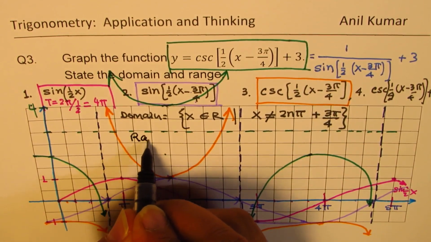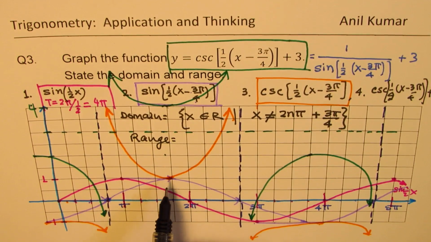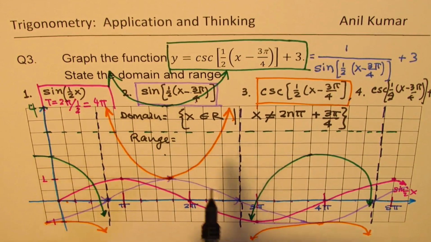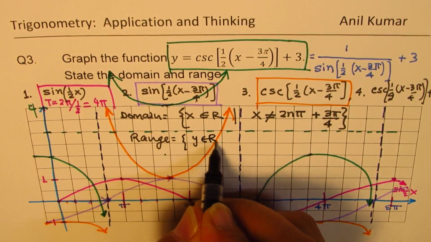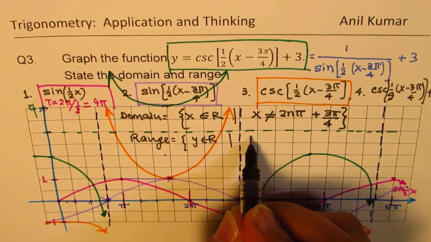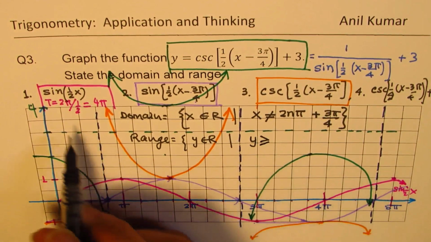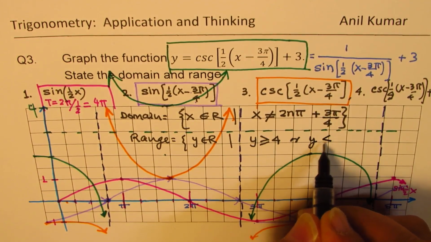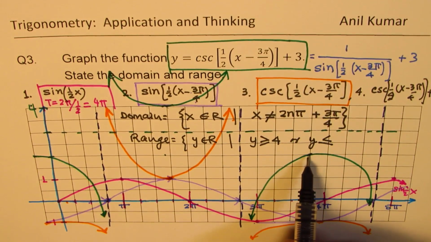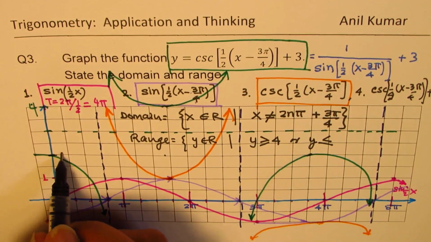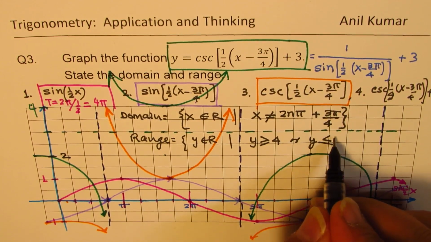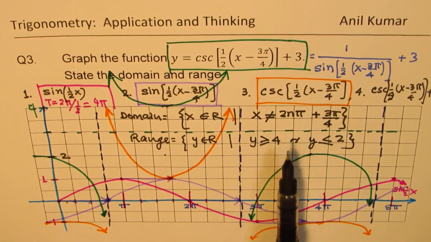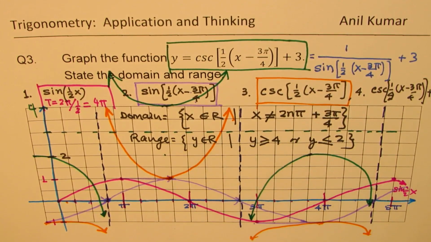Now as far as the range is concerned, as you can see, after the translation by 3 units up, the range will be y belongs to real numbers where y is either greater than or equal to 4 or y is less than or equal to 2, right? So this is 2 for us as we move 3 units up. That is going to be the range. So that is how we are going to define the range. So I hope that is absolutely clear.